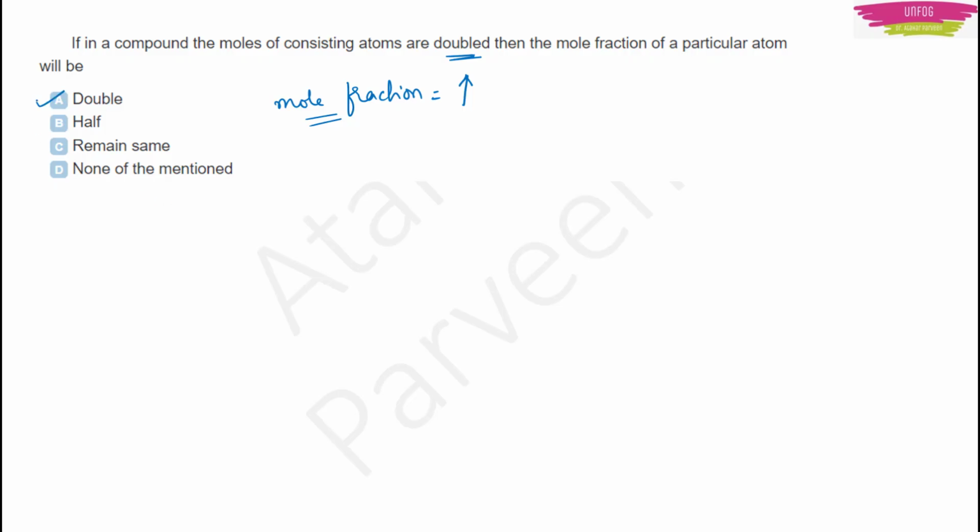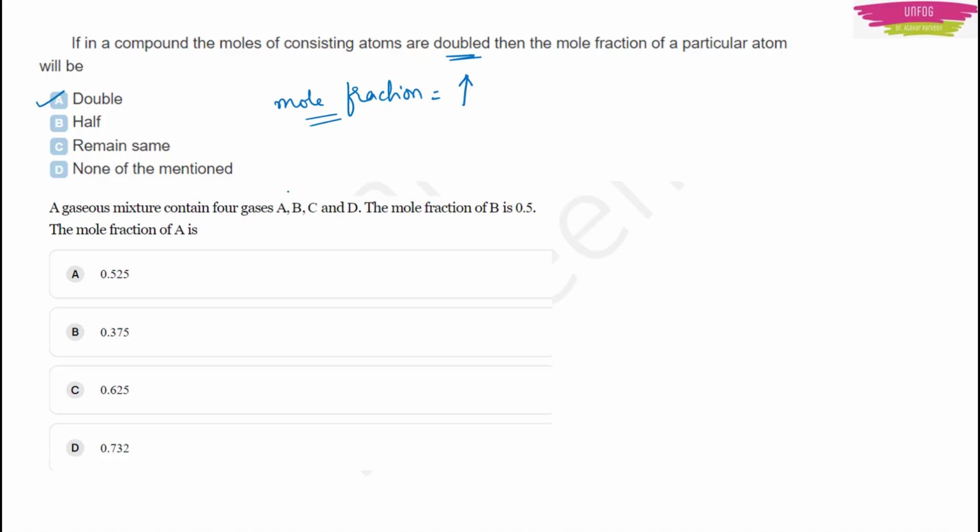Okay. Next question. A gaseous mixture contains 4 gases, A, B, C and D, the mole fraction of B is 0.5. The mole fraction of A will be, there are 4 gases, right? A, B, C, D. In this, one gas's mole fraction is given. See what I told you for mole fraction, very important point it was, right? The sum of mole fractions is equal to 1.